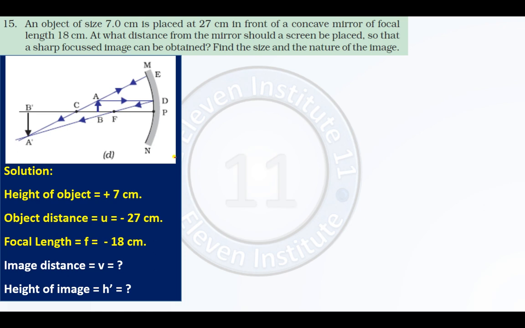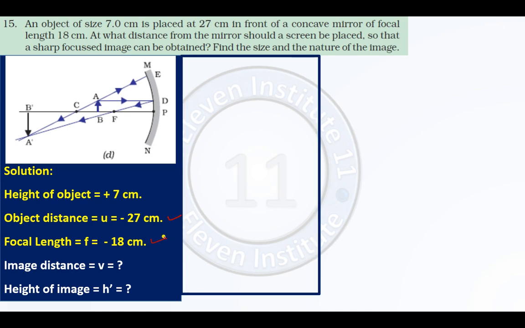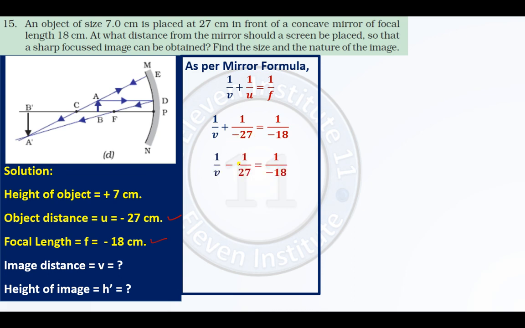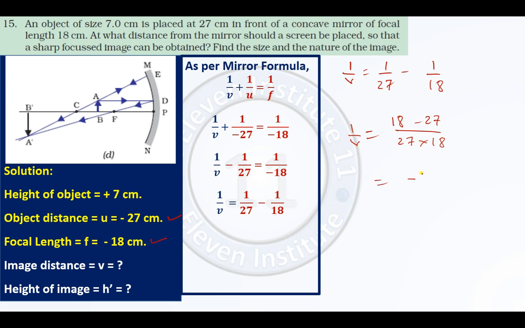h dash. Simply, U is given to us, F is given to us, so we will apply the mirror formula to find the image distance V. We will put in the values. Plus minus will become minus 1 upon 27. It will go to the other side. It will become 1 upon 27. Now we take LCM over here, or cross multiplication. 1 upon V is equal to 1 upon 27 minus 1 upon 18. So 18 ones are 18, minus 27 ones are 27, whole divided by 27 into 18. This is 1 upon V. 18 minus 27 is minus 9 upon 27 into 18.